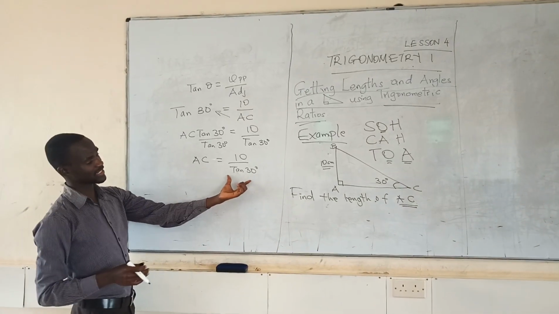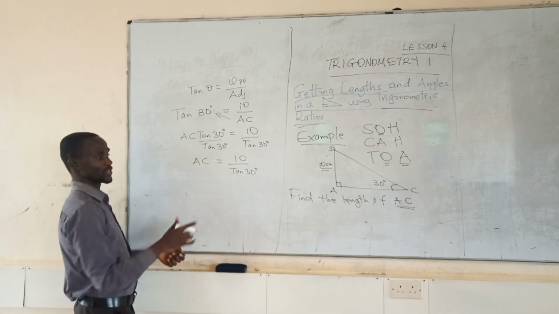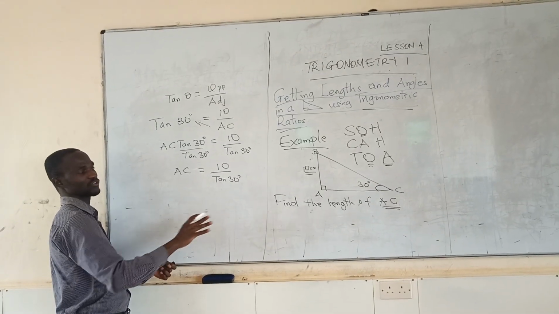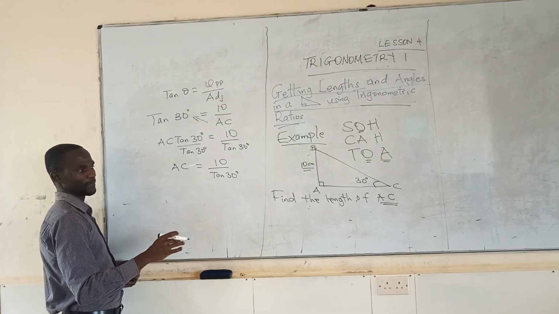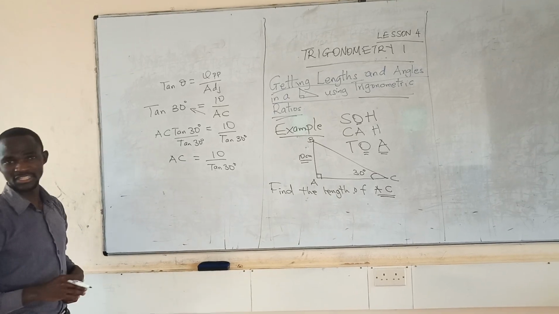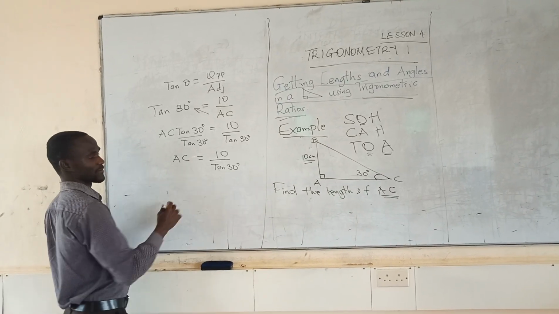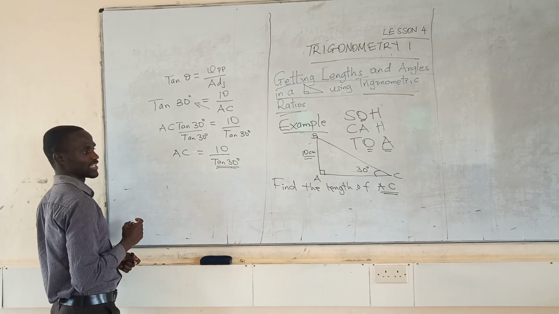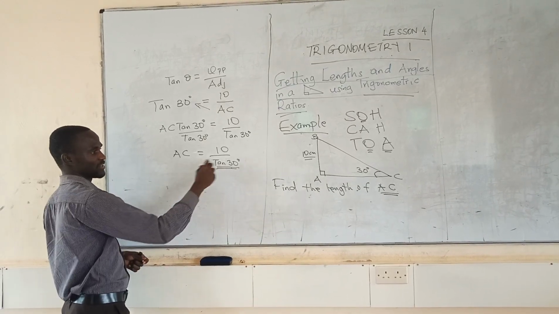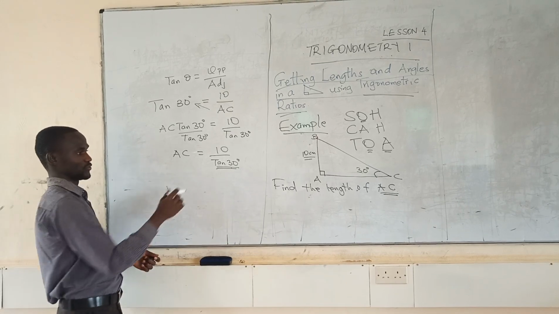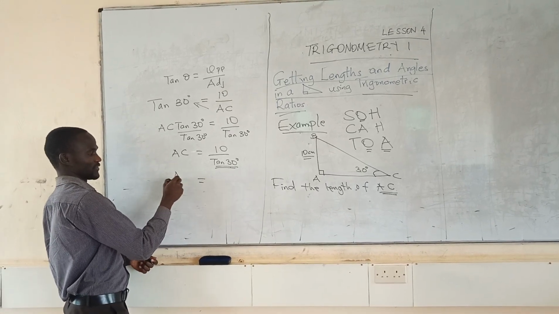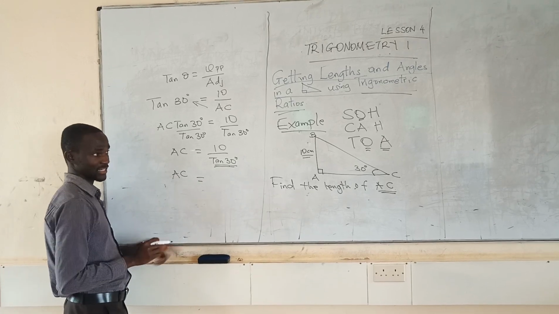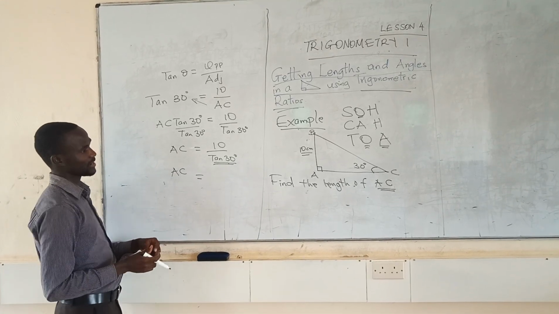Remember in our previous lesson 3, we dealt with how to get the tan, the sine, and the cos of angles from the mathematical table. So I expect that you will look up the tan of 30 from the table. You replace it here, and you should be able to get the length of AC in centimeters. Hope you will finish up with that.